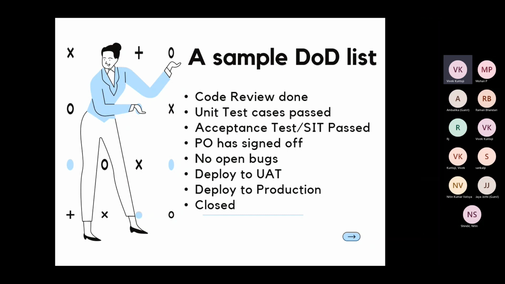So once you have met all these points, is when we say that, okay, this user story can pass through the quality check and it is of highest quality, and now we can close this work item. So this is what a definition of done list can have.